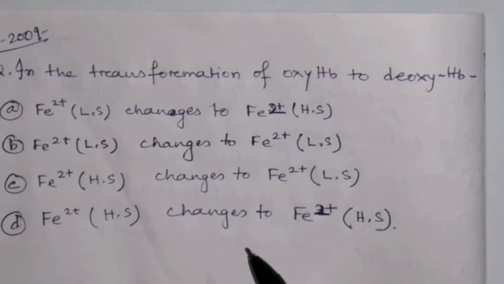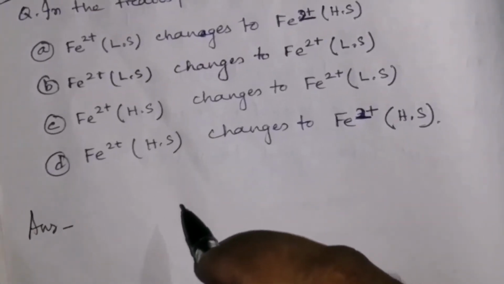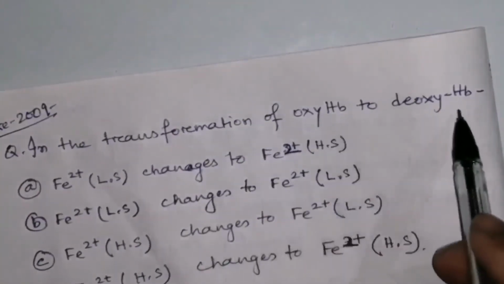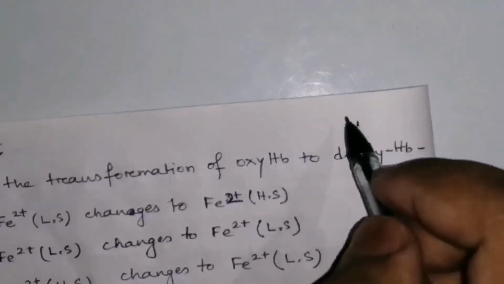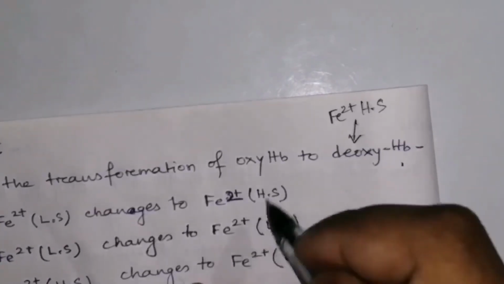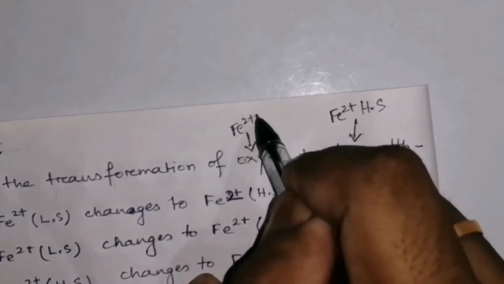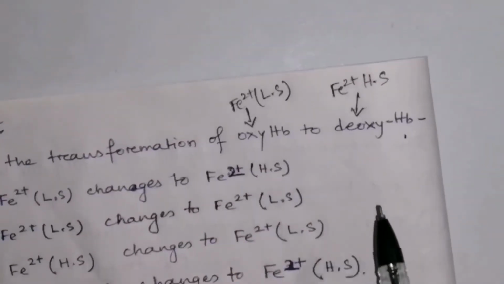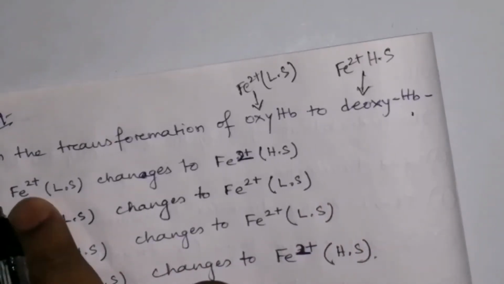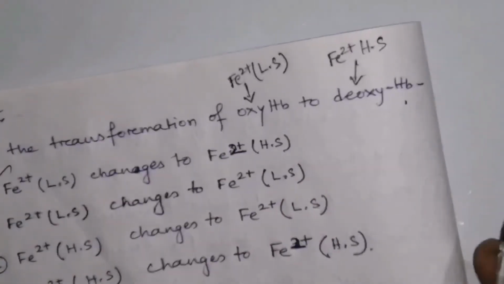And in the hemoglobin video, we have said that in the deoxyhemoglobin, iron center is present in Fe2 plus high spin oxidation state, and when it is oxygenated, it transforms to Fe2 plus low spin state. So our correct option will be Fe2 plus low spin changes to Fe2 plus high spin. So option A is correct.